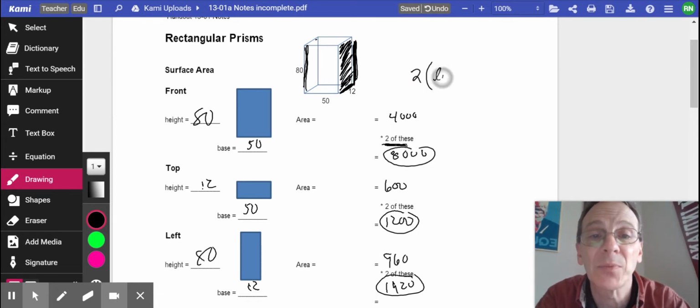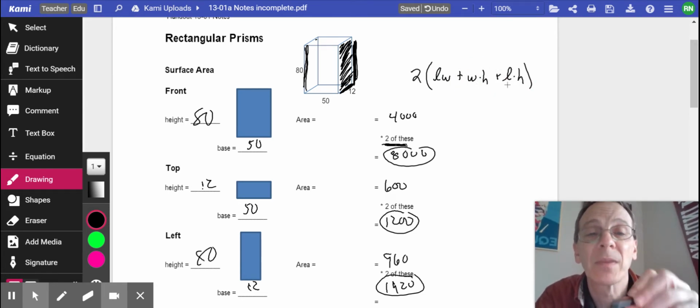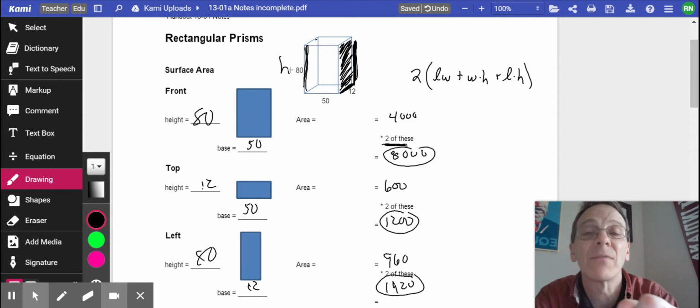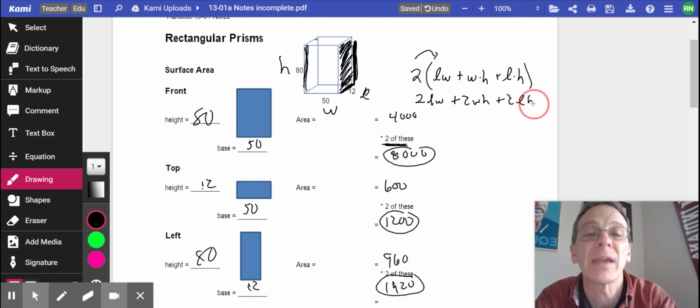2 times, and then in parentheses, length times width plus width times height plus length times height. Now let's make some sense out of that. Okay, if we call this the height of this rectangular prism and this the width, the 50 across from left to right, and let's call that the length of 12. All right, distributing this 2 gets us 2LW plus 2WH plus 2LH.